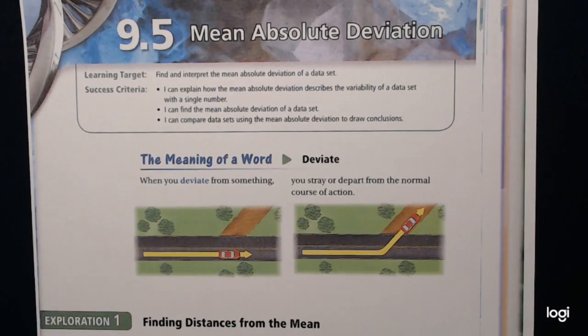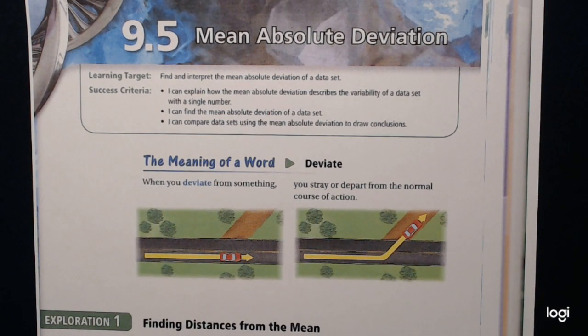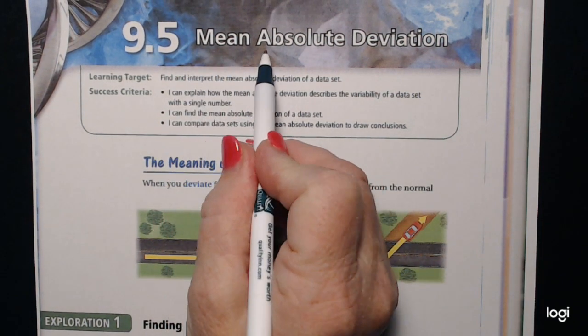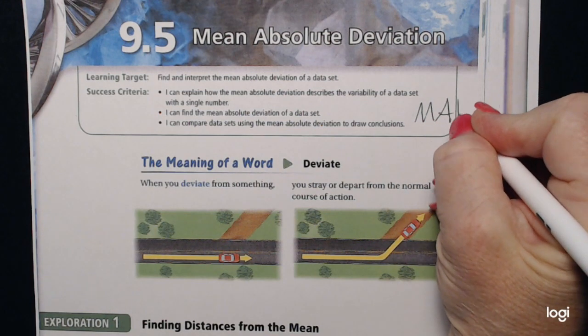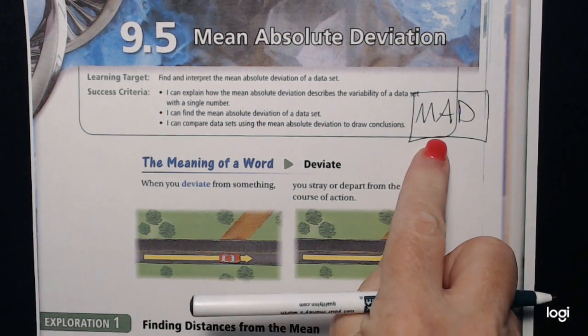Well, hello and welcome to our lesson called Mean Absolute Deviation. If you notice, the acronym for mean absolute deviation would be MAD. And that is exactly what this lesson is called.